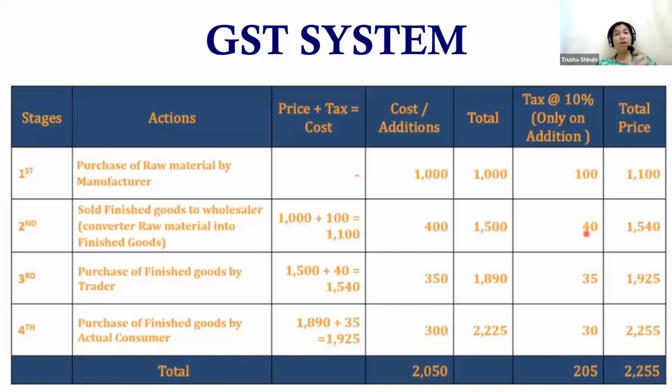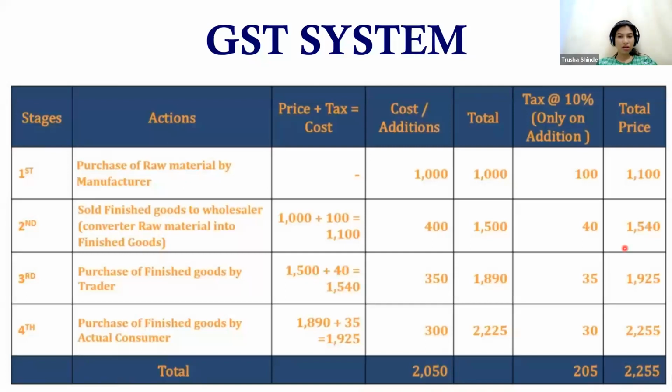Then additional taxes he will be paying. The taxes will be on the cost additions and not on the total amount. It will be on the additions which he is doing. That is 400, which at 10% is 40. Now you sum up, and what is your total price? Correct, that is 1,540. At this third stage, these finished goods are purchased by the trader.